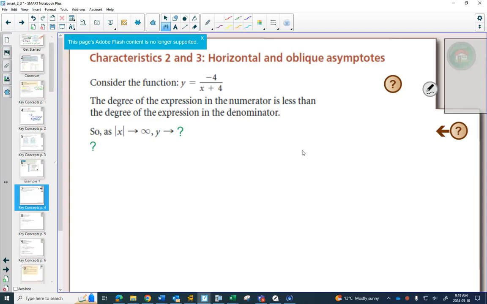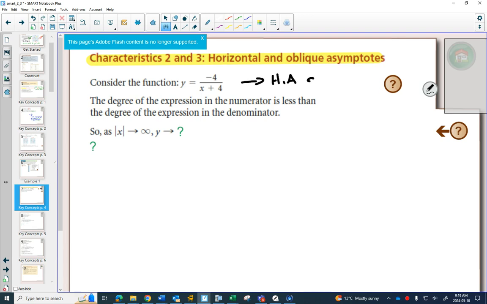And although we've already talked about these a little bit, we're going to look more in depth at characteristics 2 and 3, which is whether you have horizontal asymptotes or oblique asymptotes. Now, the textbook goes into an overcomplicated explanation. You can keep the simplified explanation. Hey, which group is this? This group is where the degree is bigger on the bottom.